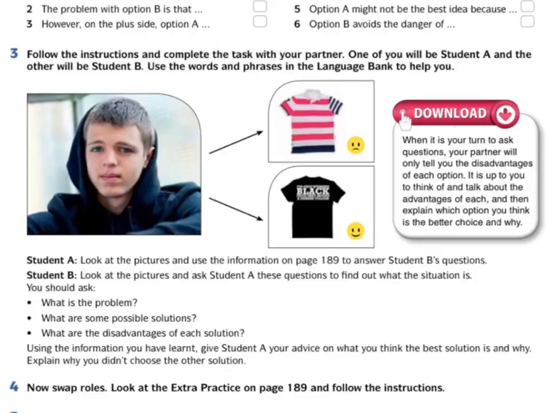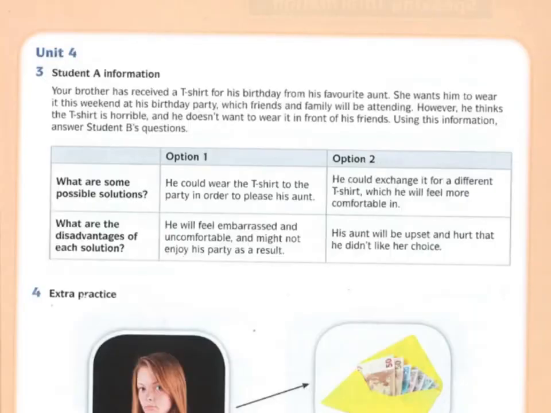Selepas student A menjawab soalan-soalan, student B akan memberi nasihat tentang penyelesaian yang terbaik dan sebabnya. Explain why you didn't choose the other solution. Dan student B akan menerangkan kenapa student B tidak memilih pilihan yang satu lagi. So, kamu boleh mula begini. Student B akan tanya soalan pertama.